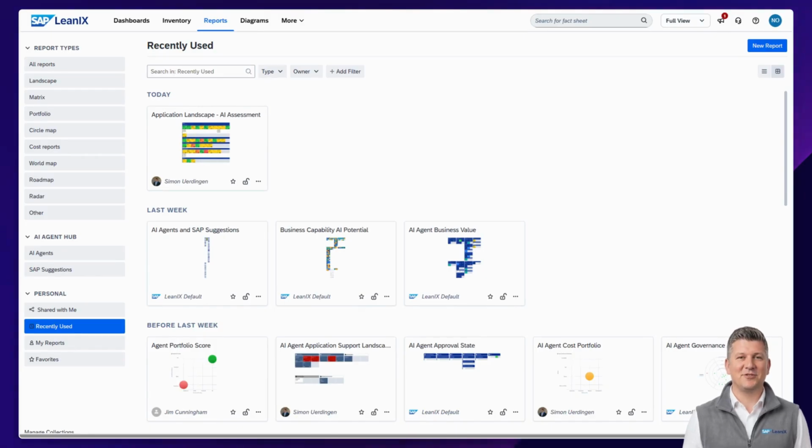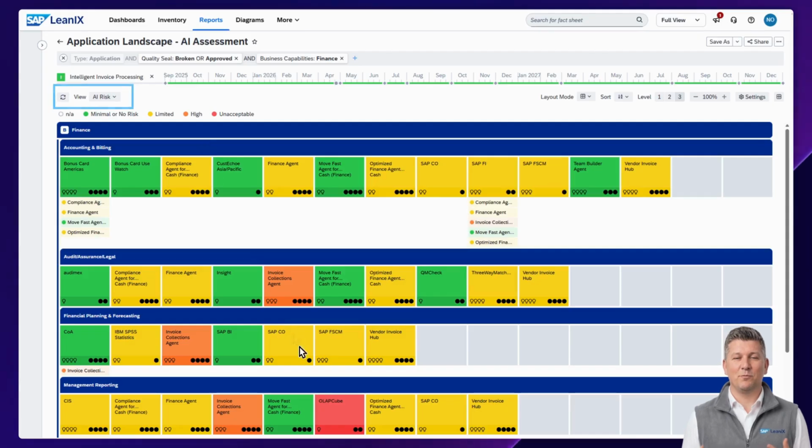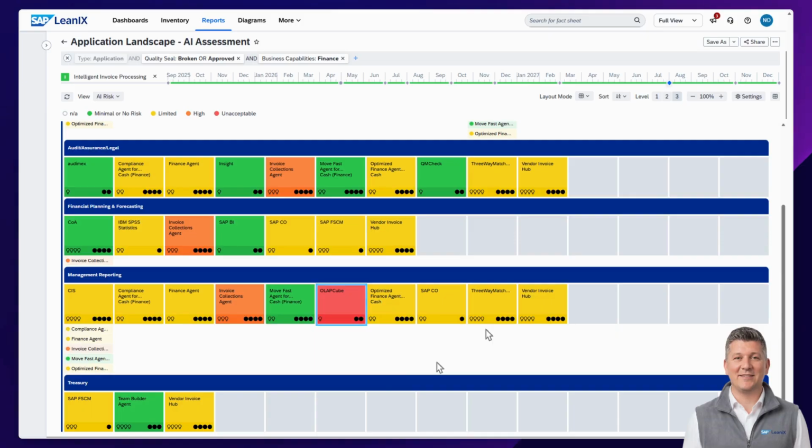From here, Liam can present to Arcstone's executives the broader impact of the deployed agent, moving beyond cost and value tracking to demonstrate capability transformation. In the AI Landscape report, filtered to the finance domain, he highlights how the Intelligent Invoice Processing initiative has evolved and strengthened the underlying business capabilities over time.